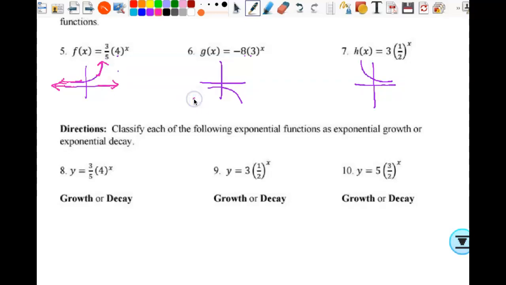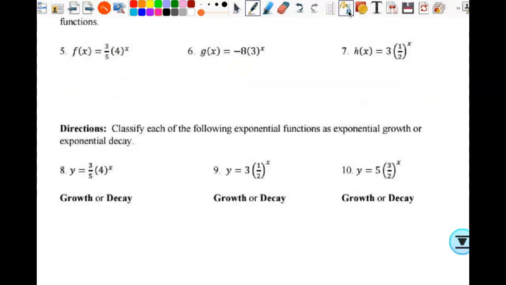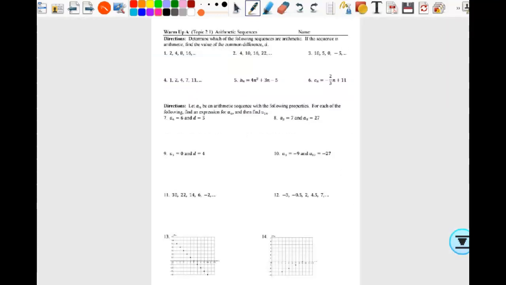Number 6, the limit as x approaches negative infinity of g of x is 0, and the limit as x approaches infinity of g of x is negative infinity. Here, as x approaches negative infinity, what does y approach? Infinity. As x approaches infinity, y approaches 0. Good. Y'all got that? Perfect. This is just asking growth or decay, which I asked on all of them, so we don't need to do that. All right, perfect. So then let's grab our notes.